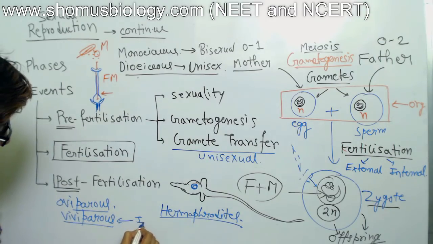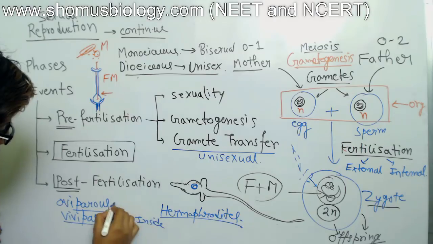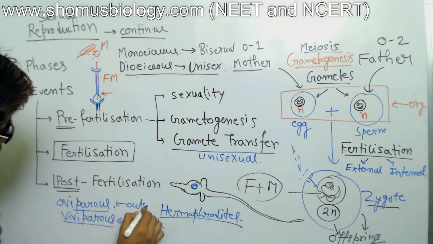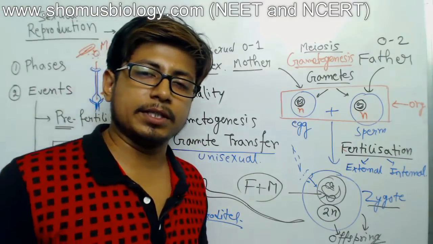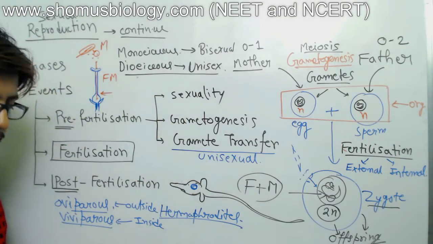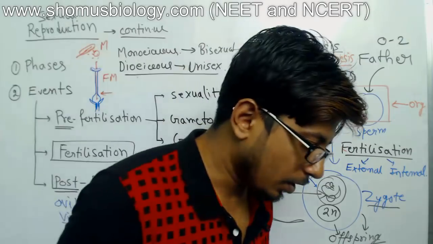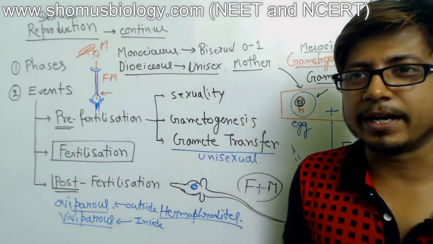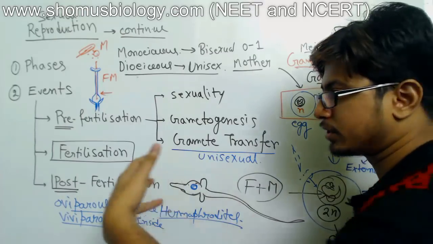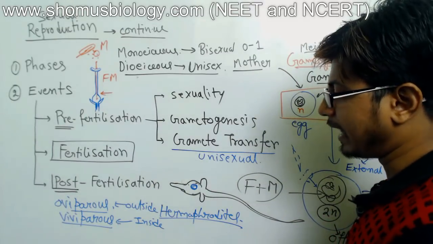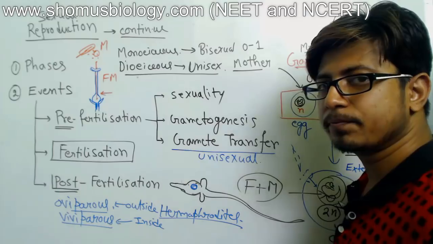Viviparous inside, oviparous outside. Just like the external and internal fertilization, this process is also different. For example, in snakes, ducks, and chickens, the development of the embryo takes place outside the female body. That is known as oviparous.